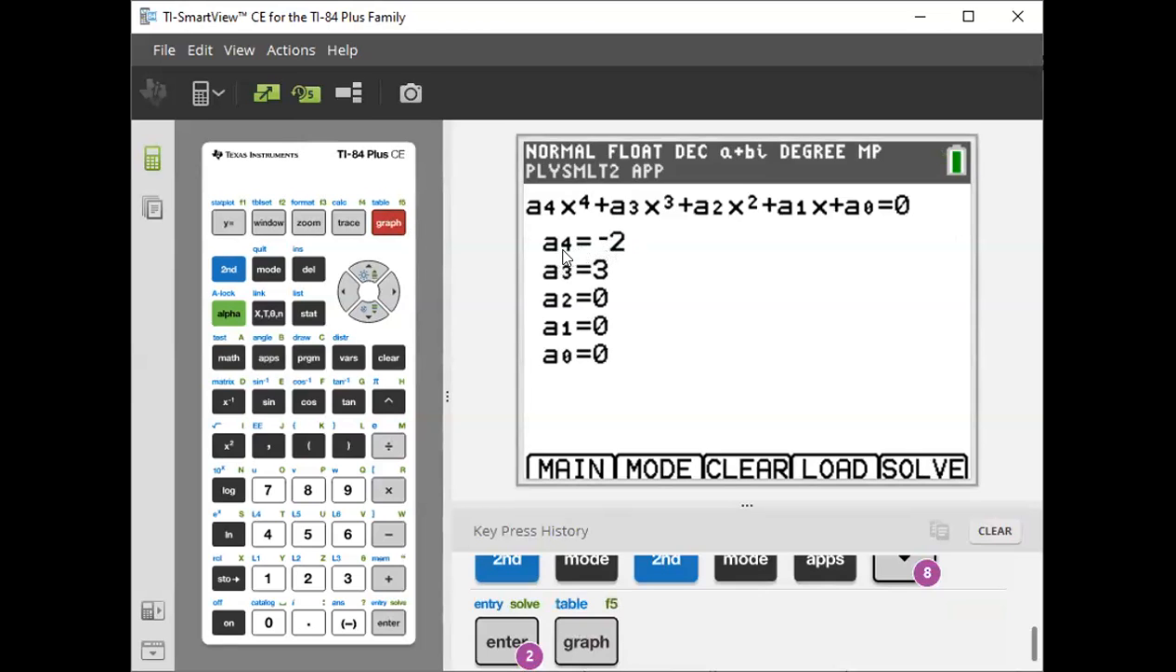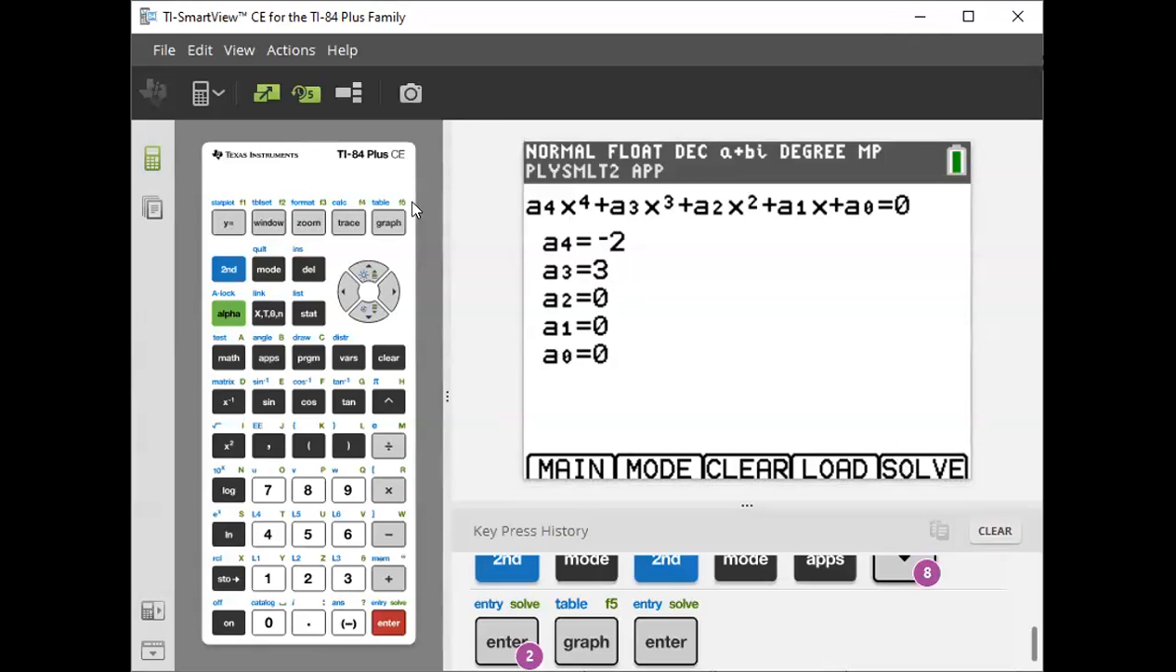A to the 4 or A sub 4 means what is plugged in or what is the coefficient in front of x to the fourth, and it's -2. So you type that in, you hit enter. A sub 3 means what coefficient's in front of x to the third, and ours is a 3. So we'll put 3. A sub 2 is what coefficient's in front of x squared. I don't have an x squared, so I put 0. A sub 1 would be x. I don't have that. A sub 0 would be your constant term, and we don't have that either. So I have typed in a -2 and a 3.